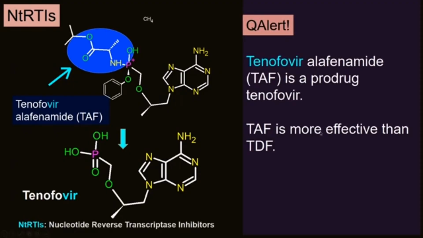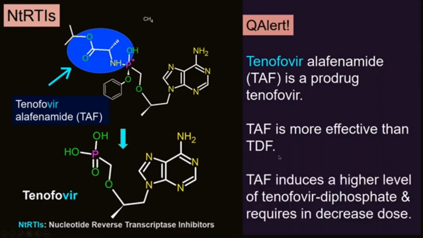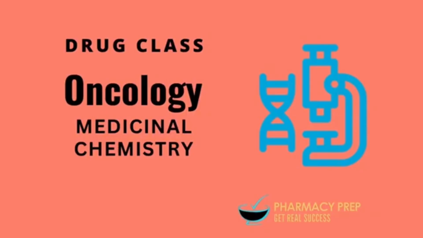And the more important thing is that TAF, or tenofovir alafenamide, is more effective than the other salt, which is TDF, tenofovir disoproxil fumarate. So TAF induces a higher level of tenofovir diphosphate and requires a decreased dose compared to TDF for this class of medications.